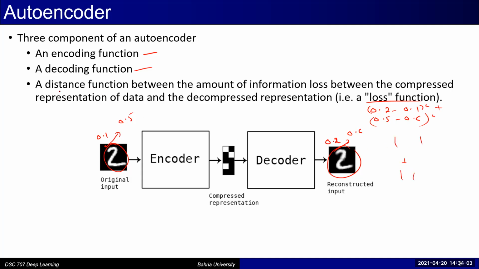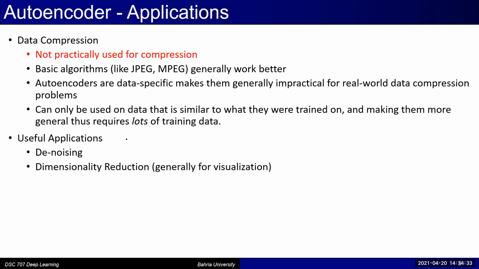So basically you need some distance function which can quantify how much information you are losing. There are different methods: signal to noise ratio, mean square error, absolute difference. You can use any of those. This is an important component: you must know how to compute the difference between the input and the output, so that you can reduce that error and train your model.